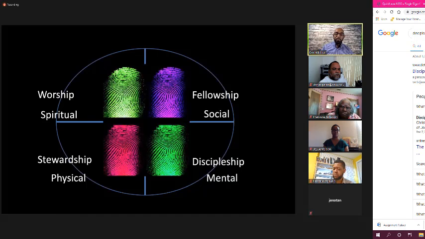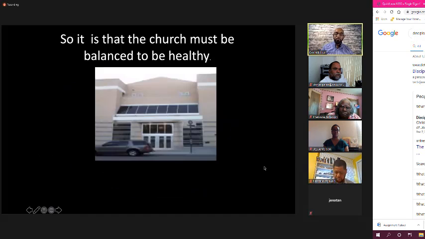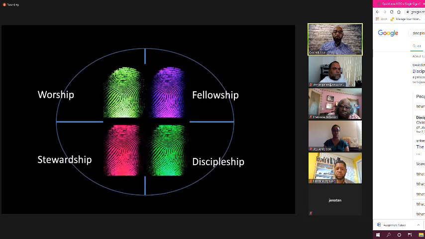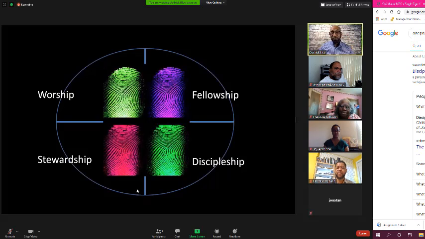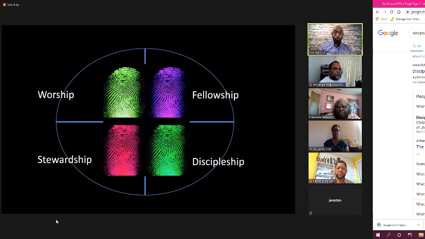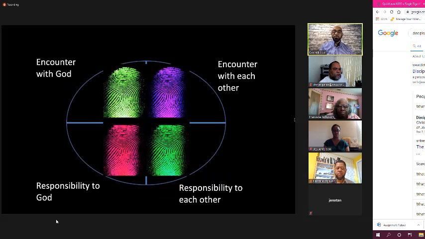And all of these keep a church balanced. So it is that a church has to be balanced to be healthy in these four quadrants. And they are, say it with me right now, because I don't want you to forget this: worship, fellowship, stewardship, and discipleship. Don't forget it.